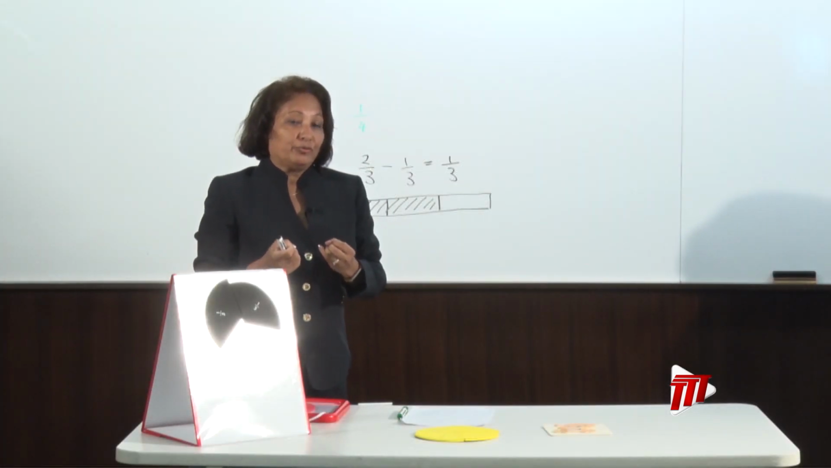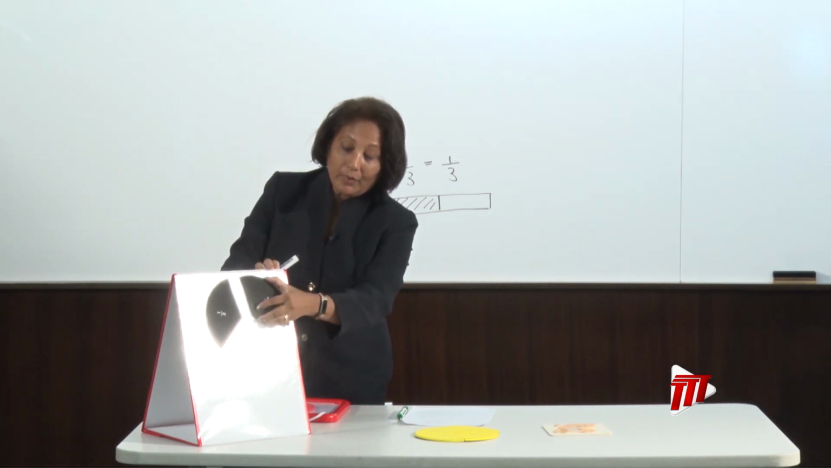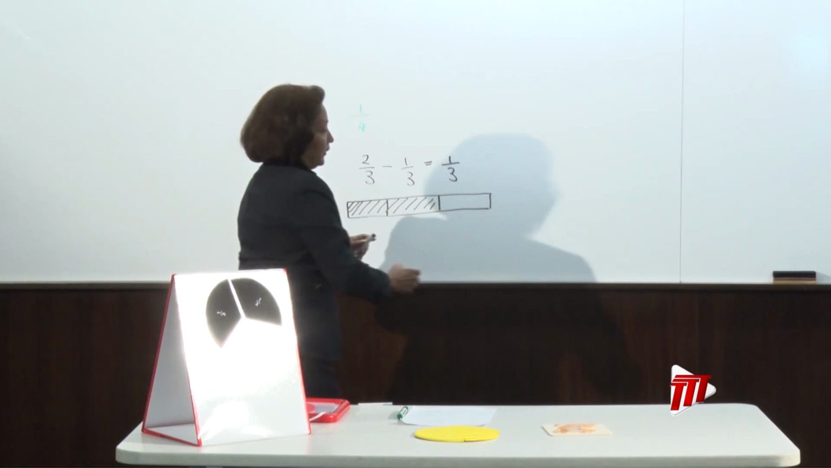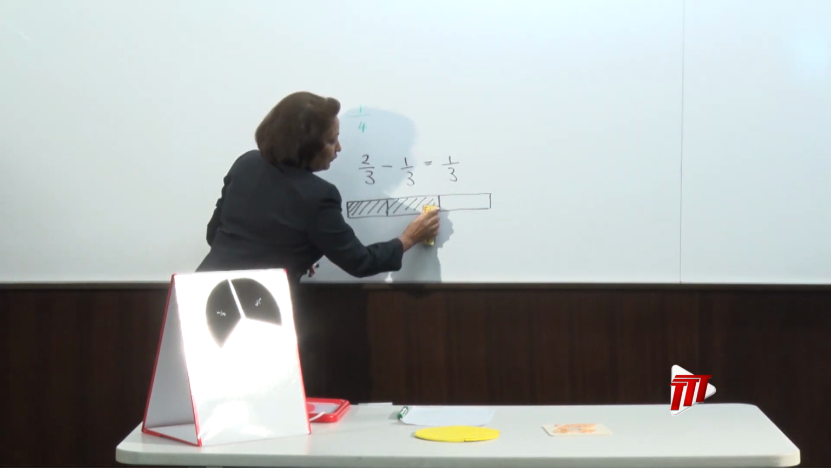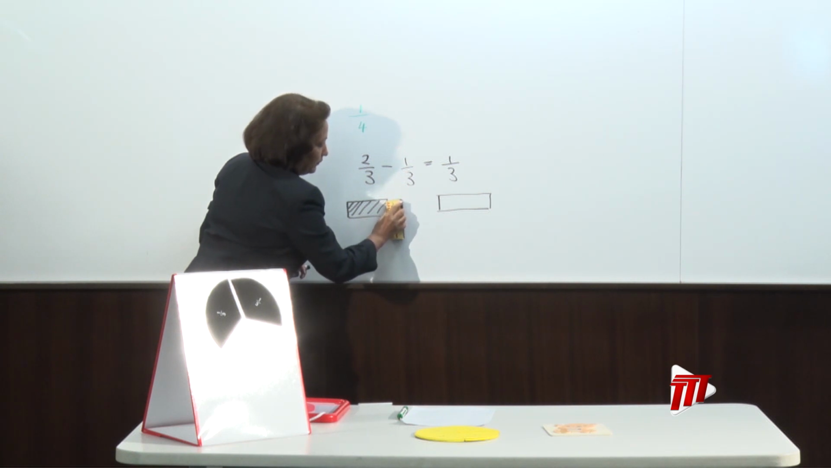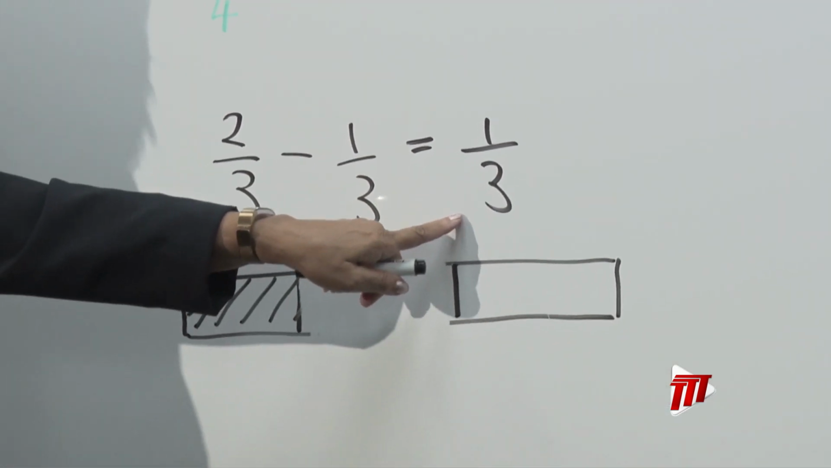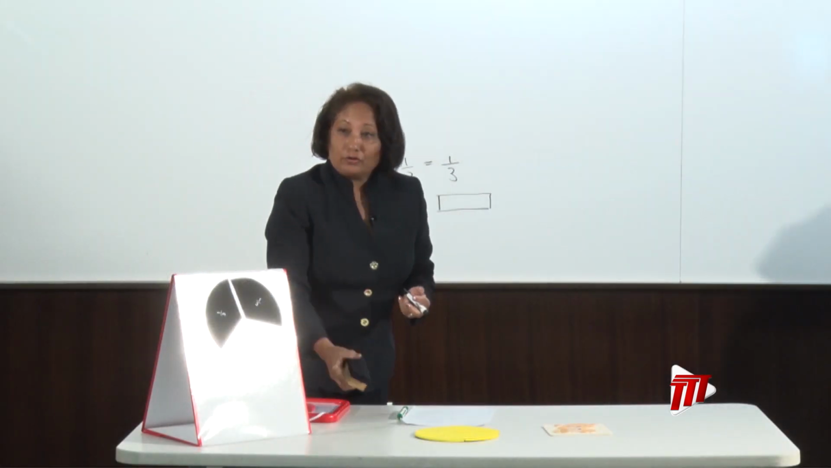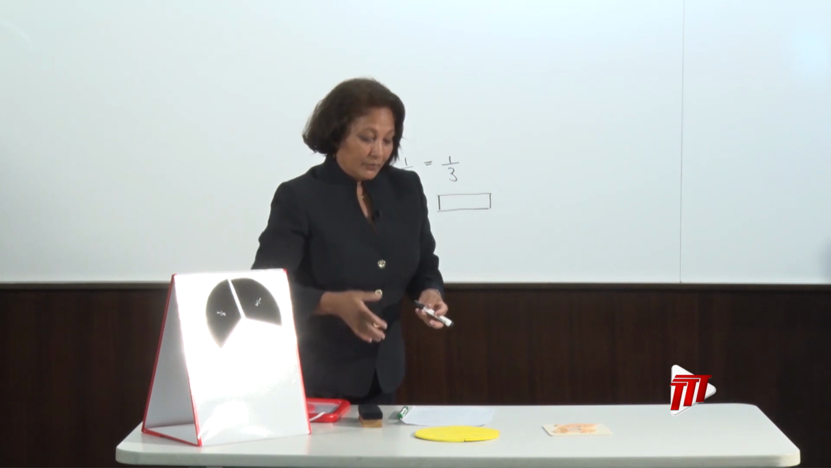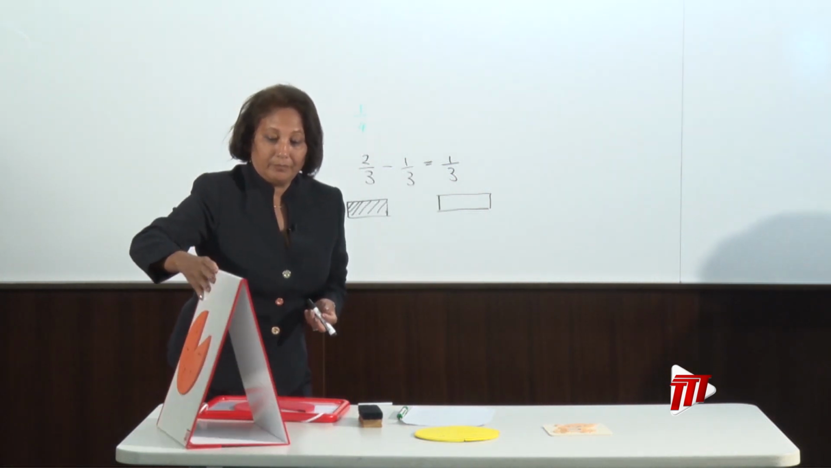And what I want to do from that, just like I took away the 1/3 here, I'm going to take away 1/3 from my bar. So if I take away 1/3, I'll be left with the 1/3 that we got with the circle. So there are more than one ways that I could actually do the subtraction. Let's try it with another fraction.